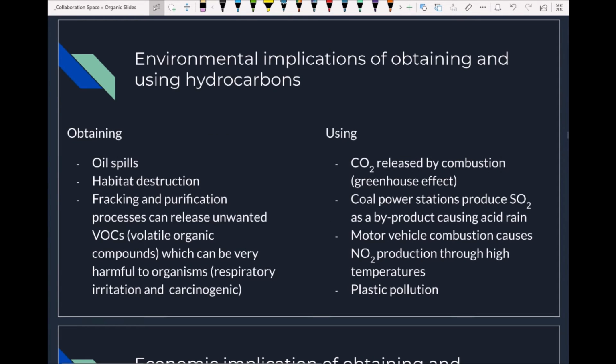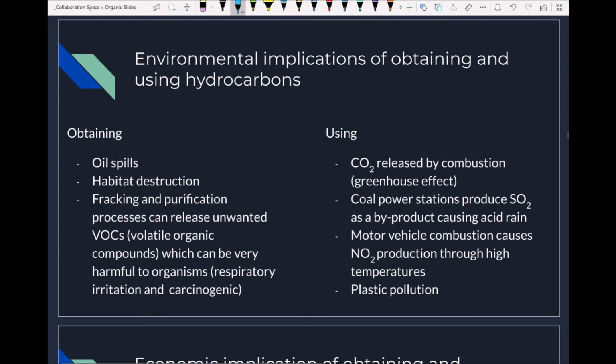Okay, so environmental implications of obtaining and using hydrocarbons. So issues with obtaining hydrocarbons. We're going to be getting our hydrocarbons mainly from fossil fuels, so oil spills can lead to a lot of damage to ecosystems, habitat destruction, fracking and purification processes. These can release unwanted volatile organic compounds, and this can be really harmful to organisms. You'll find that they will end up with respiratory irritation, and it is carcinogenic. It can lead to cancer.